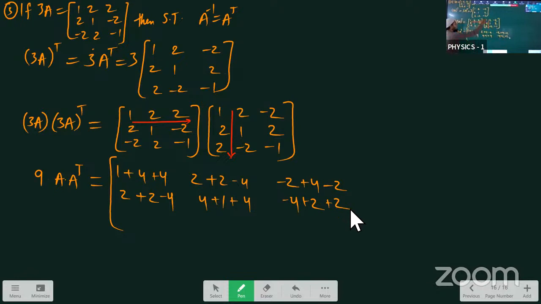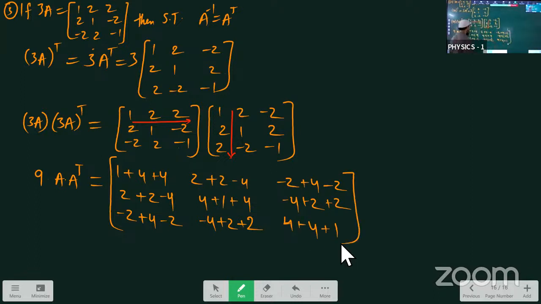Again multiply third row and first column: minus 2 into plus 1 is minus 2, 2 into 2 is 4, minus 1 into plus 2 is minus 2, so 0. Again multiply third row and second column: minus 2 into plus 2 is minus 4, 2 into 1 is 2, plus 2, minus 1 into minus 2 is plus 2, so 0. Again multiply third row and last column: minus 2 into minus 2 is plus 4, plus 2 into 2 is plus 4, and minus 1 into minus 1 is plus 1.